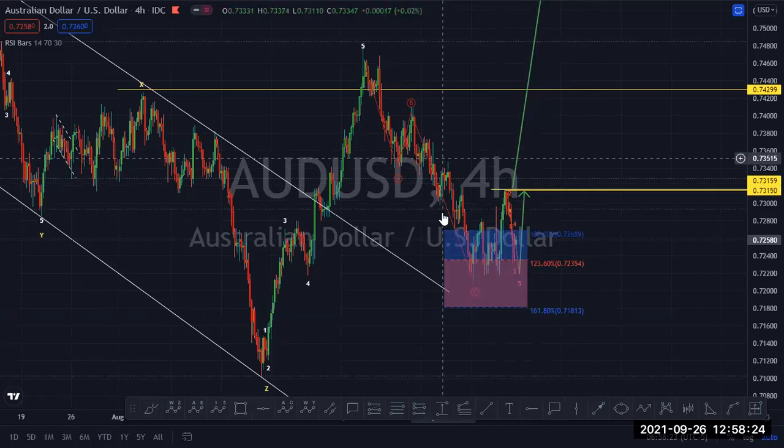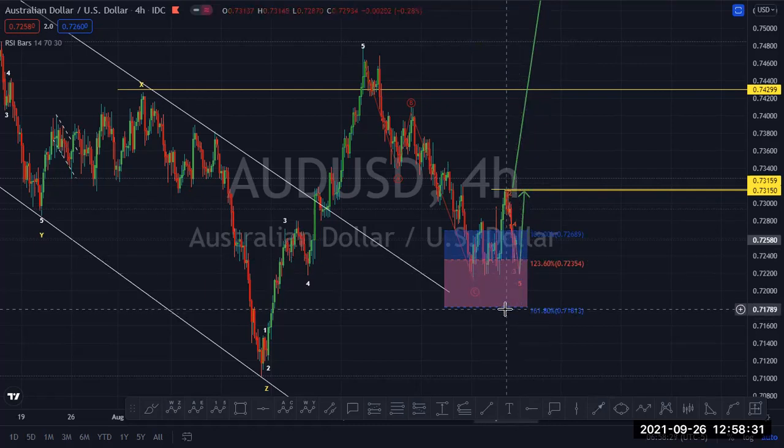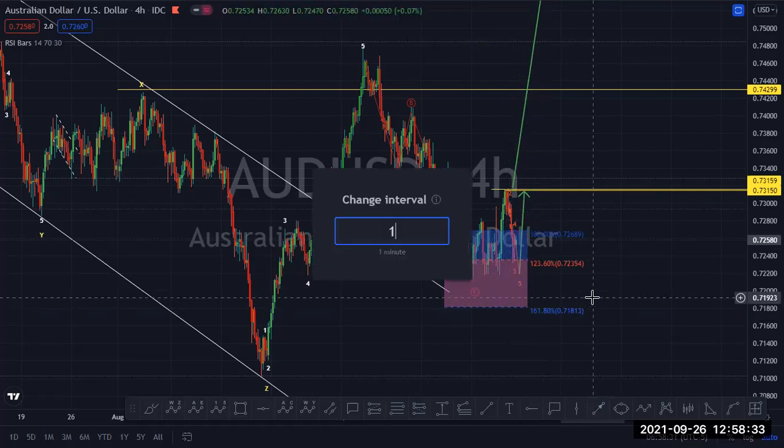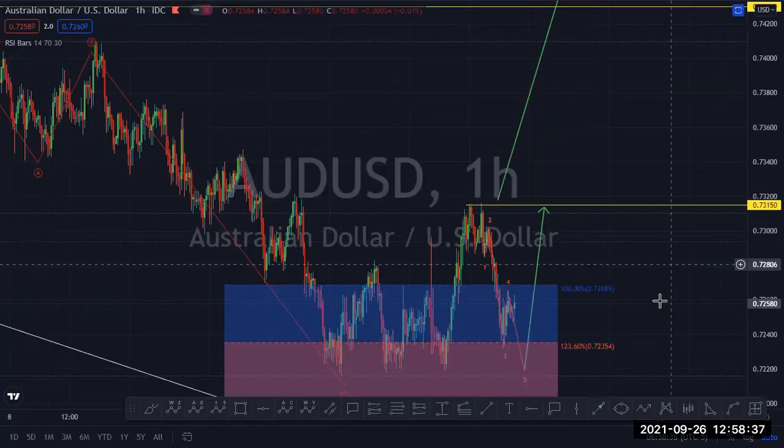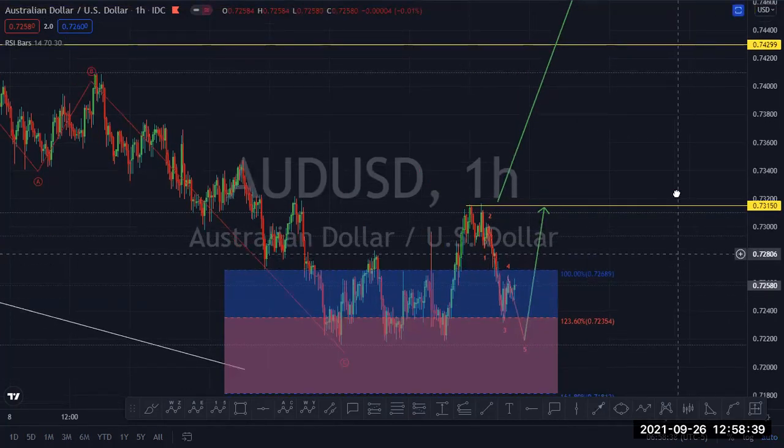So, on 4 hours, we are in the buy zone. Are we buying right away? If we are buying here, stop loss will be here. But it's good to check 1 hour so that we buy it at the best time to take a buy. Okay.